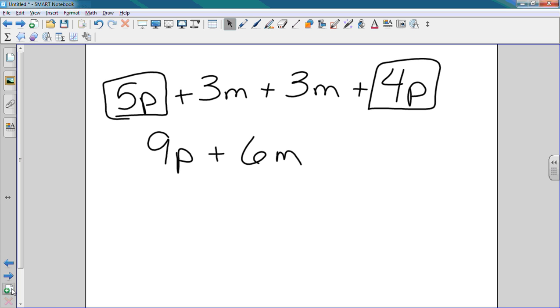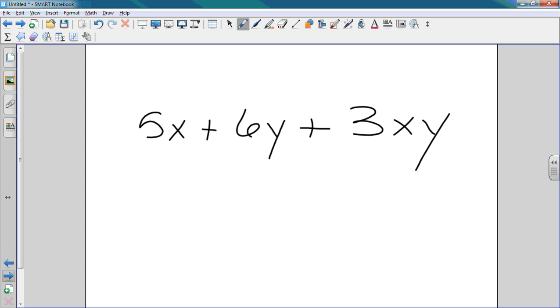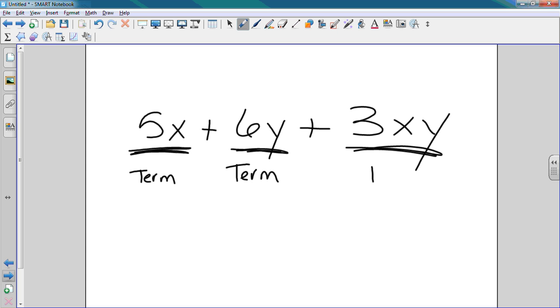Okay. Now we need to talk about some other mathematical terms. Okay? Speaking of terms. If we have a long expression, it looks like this: 5x plus 6y plus 3xy. Okay? These are called terms. This is a term. This is a term. And this is a term. You guys writing this stuff down? You need to know this.